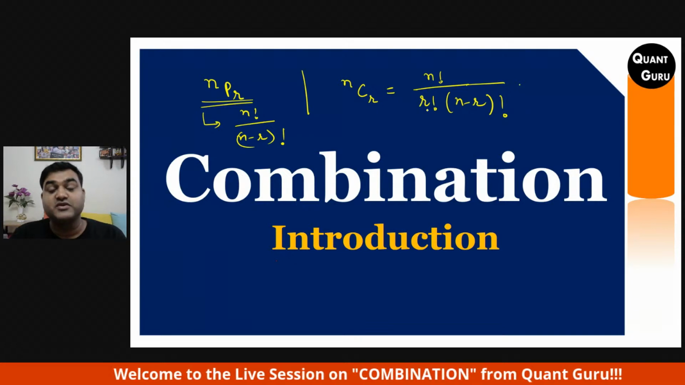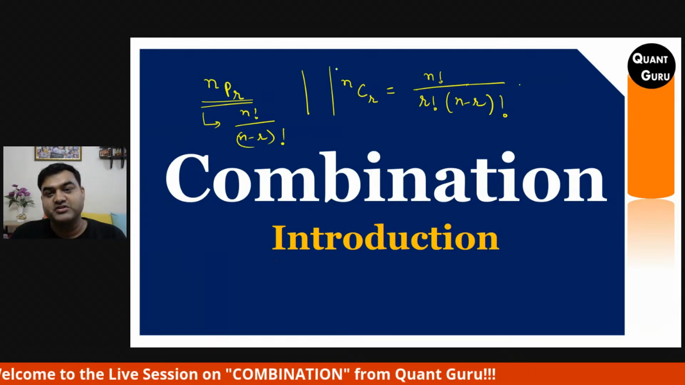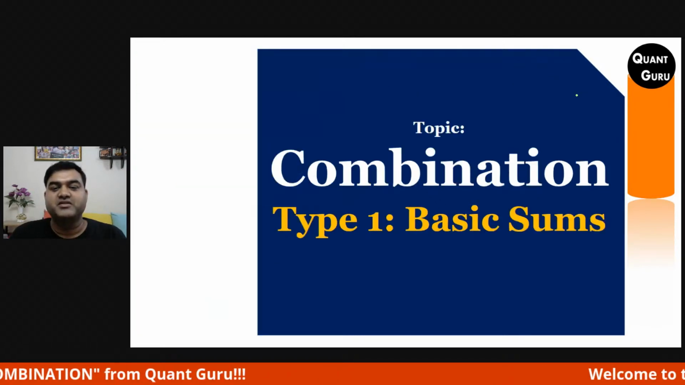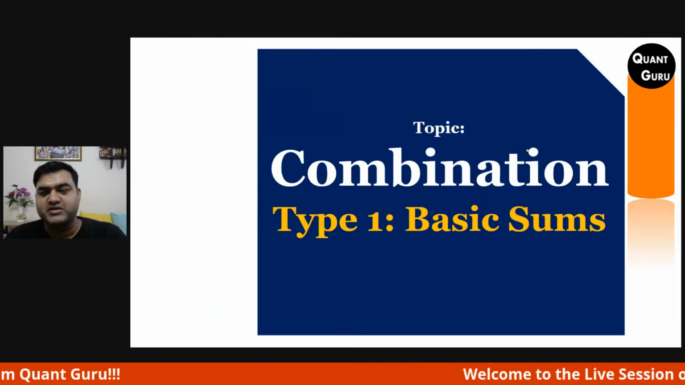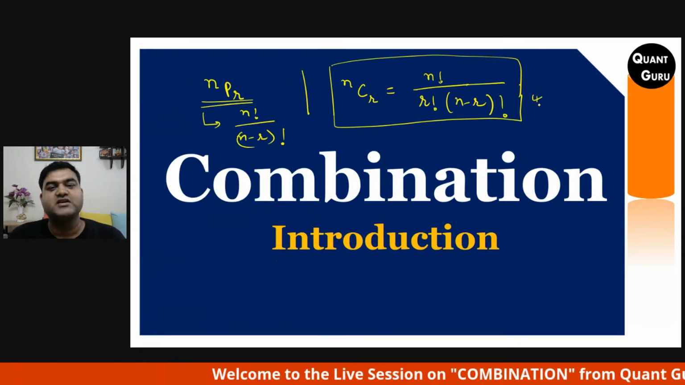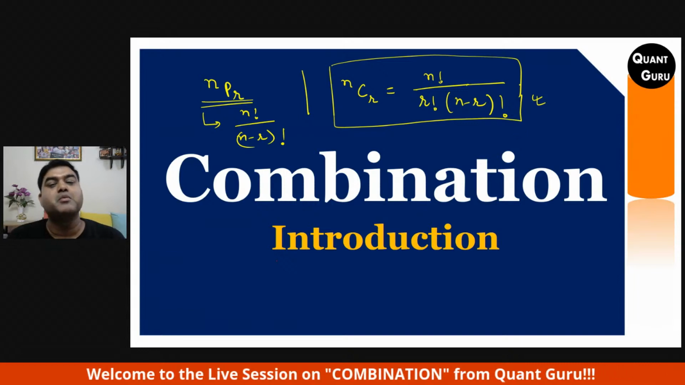Why? Because we do not want repetition in combination. We avoid repetition. That is why it is divided by this. Okay, let's not discuss much about that. Do not get confused at the starting. When we take the questions, you will understand. So hope everybody remembers this formula, right?